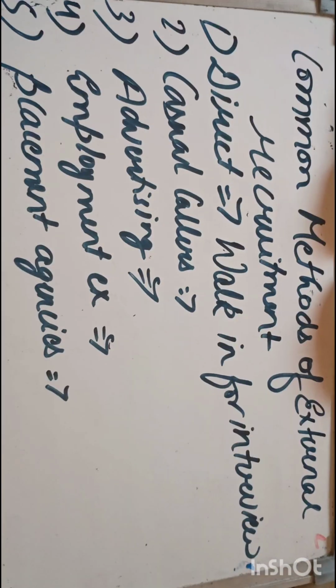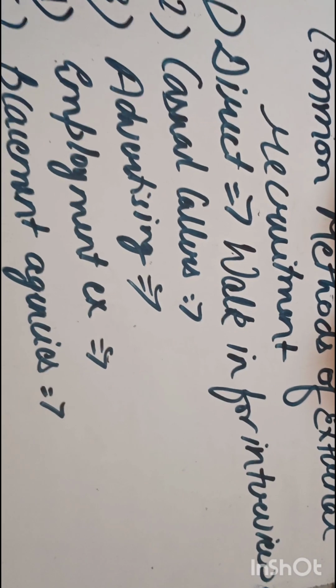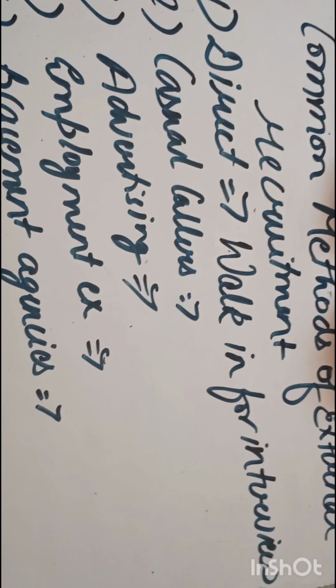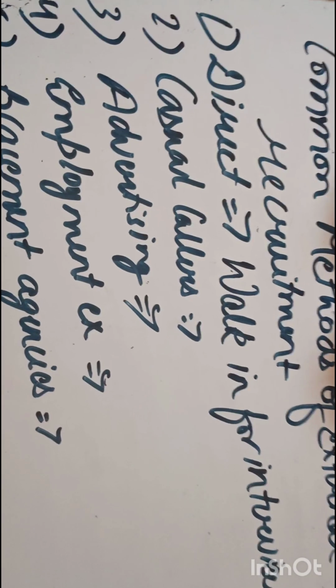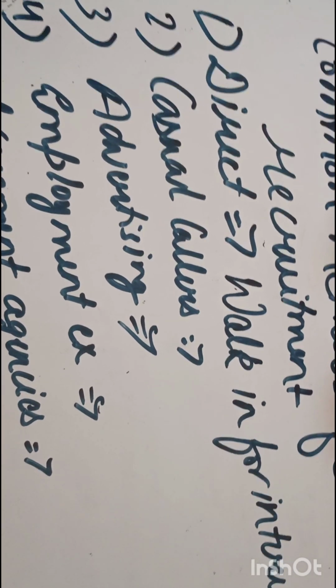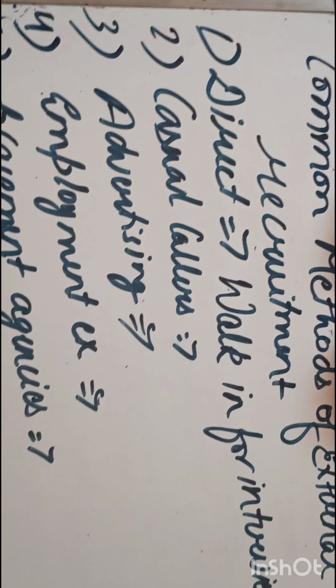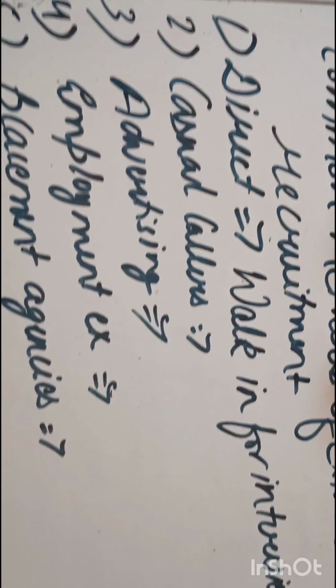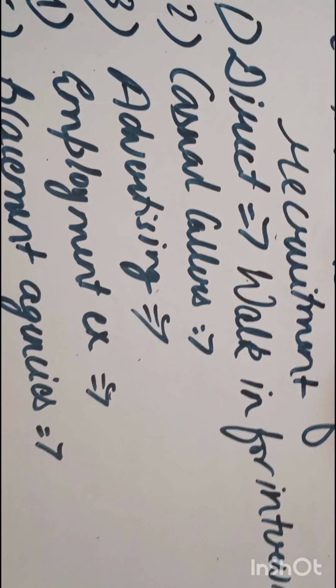The common methods of external recruitment: first is direct recruitment. In direct recruitment, what does the organization or institution do? They generally put up notices in the form of pamphlets and brochures outside the business organization or outside the entrance of any office, and the interested candidates can apply and come to the organization for the interview, and then the selection procedure is done.